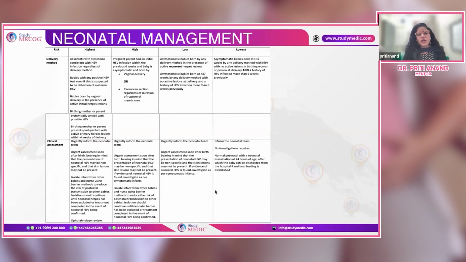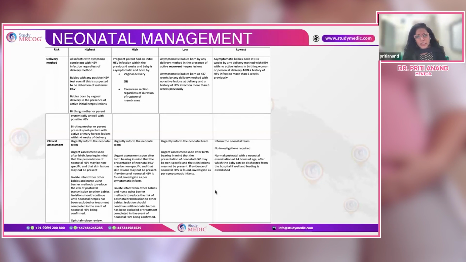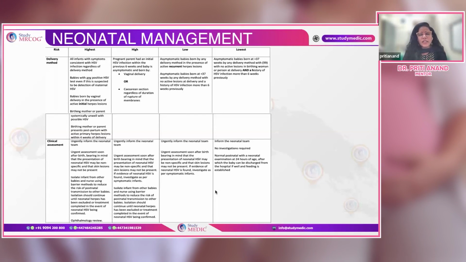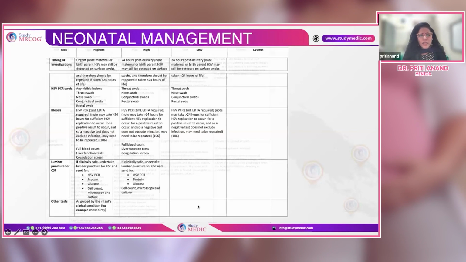These are some charts with regard to neonatal management. Neonatal management for a female who has suffered HSV in pregnancy depends on whether the baby is at highest risk, high risk, low or lowest risk. There are a few details which you can go through. I have added them in the slides. Not very difficult, an easy one.